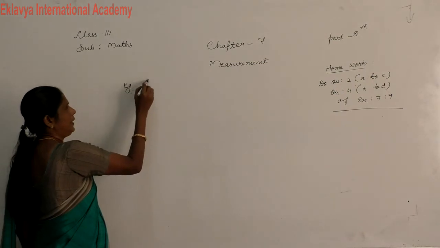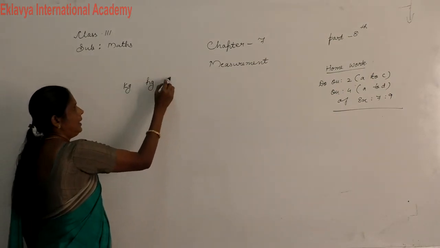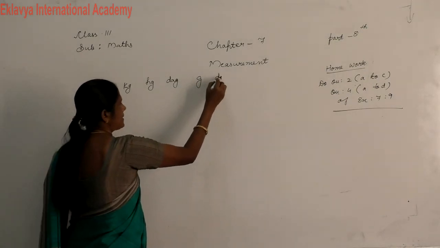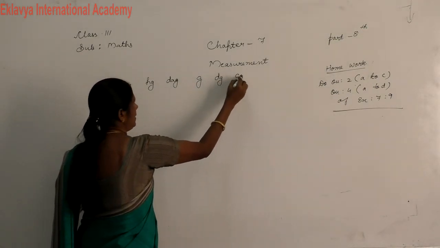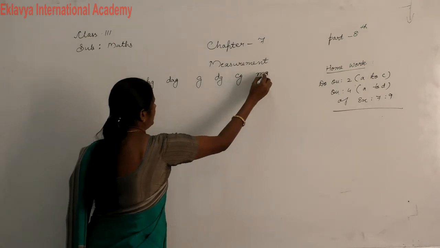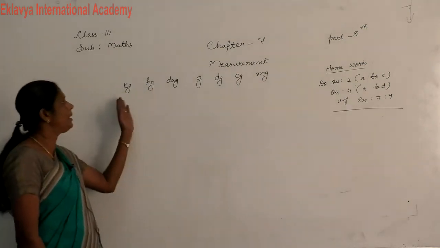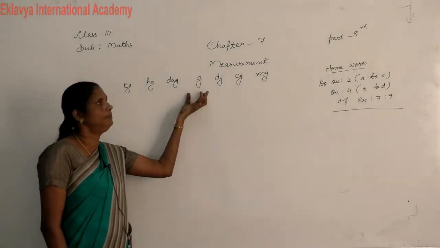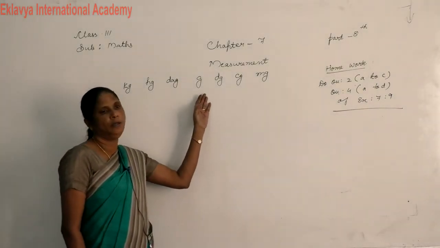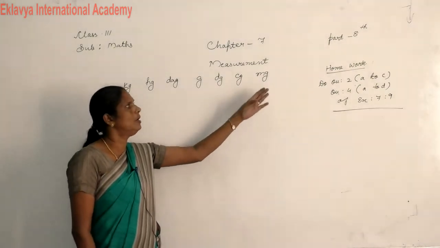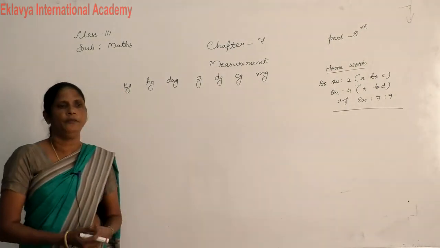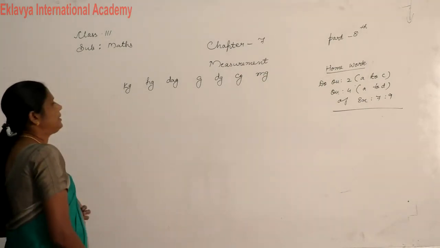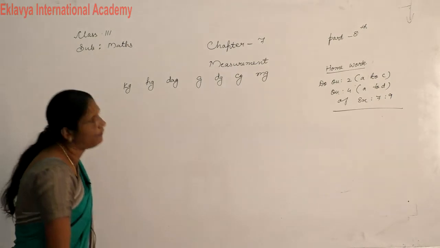Kilogram, hectogram, decagram, gram, decigram, centigram, milligram. Bigger to smaller, the basic unit is gram. Bigger to smaller we multiply, and smaller to bigger we divide. Today we study subtraction, how to subtract the weight of a measurement.